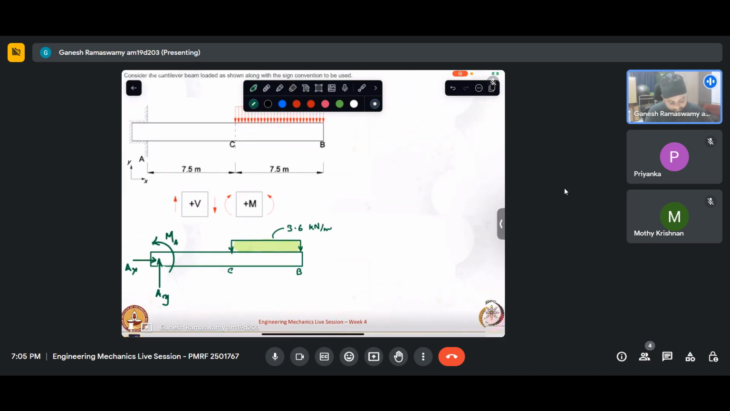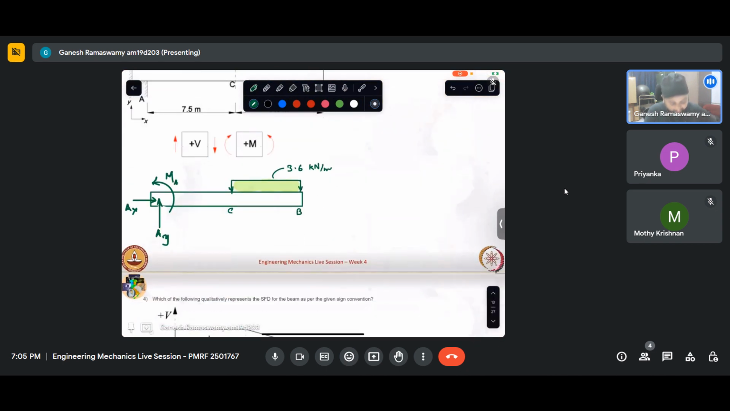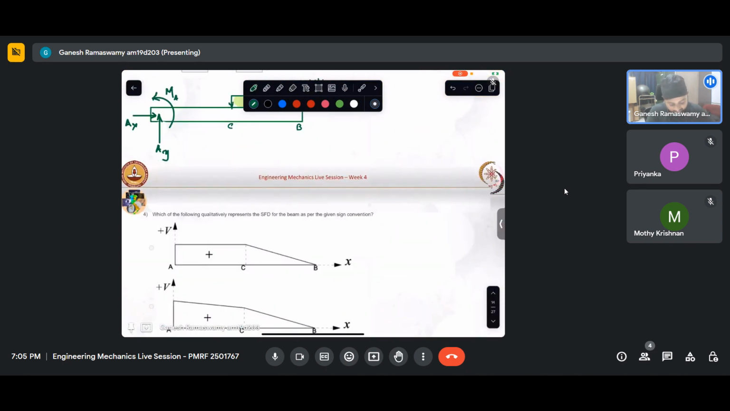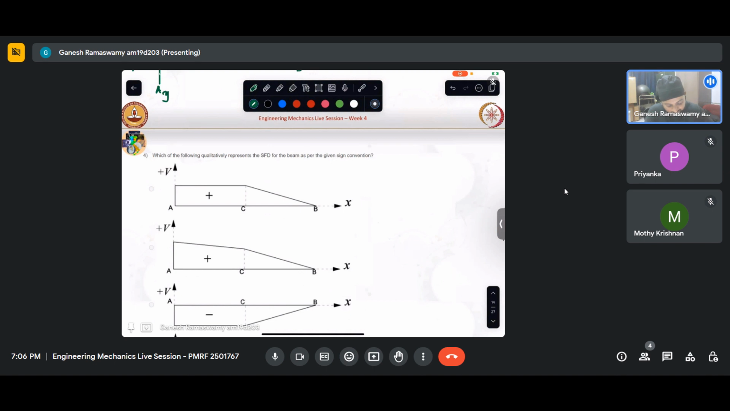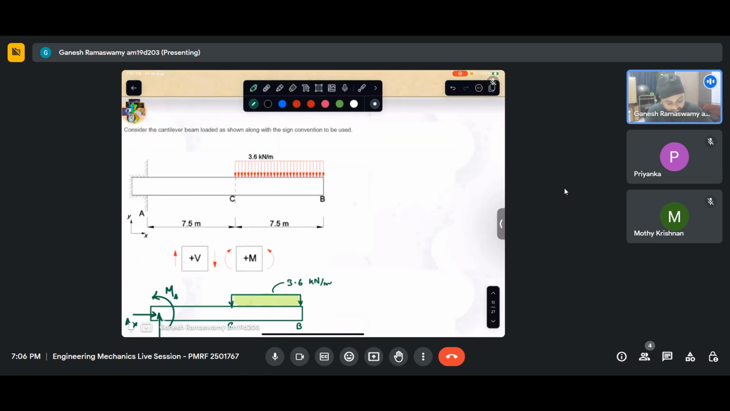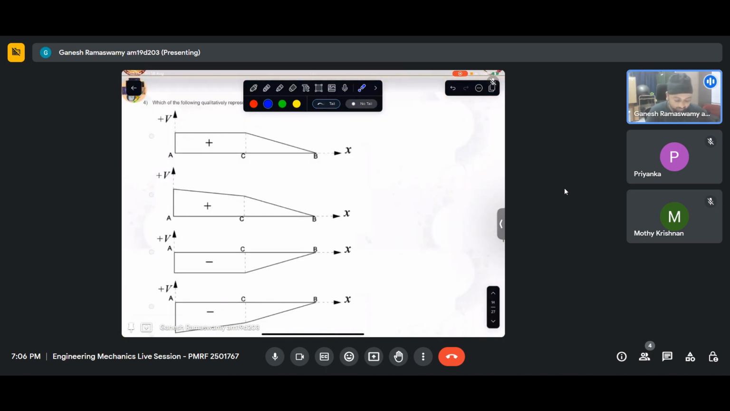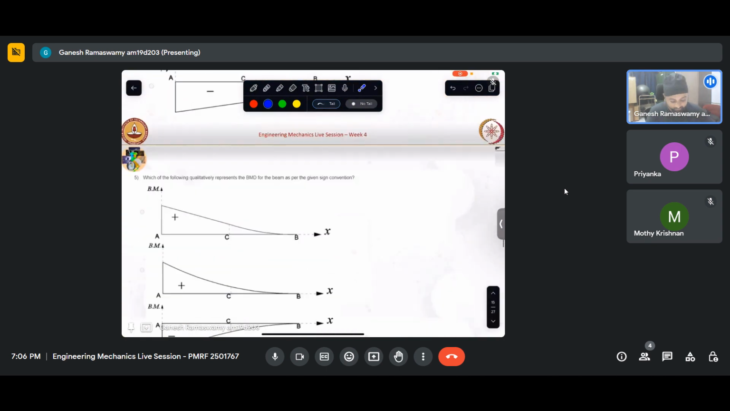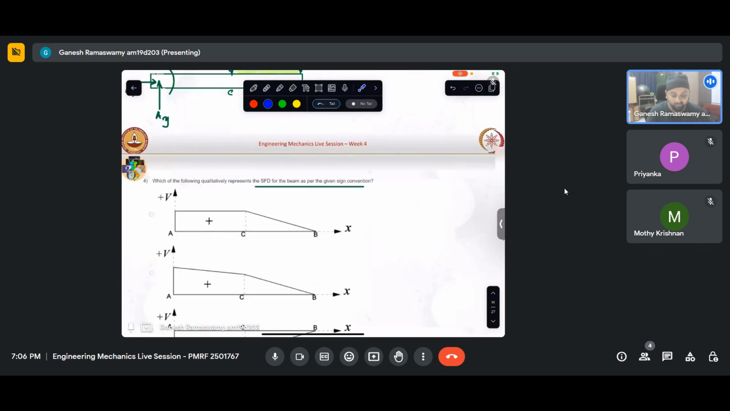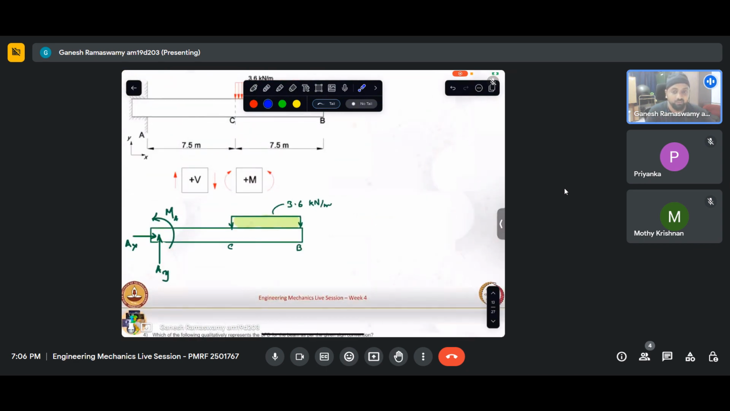Let us first look at what is asked in the question. Which of the following qualitatively represents the shear force diagram for the beam as per the given sign convention? We have been given this sign convention, and we have been asked which of the following is the shear force diagram for it and which is the bending moment diagram for it. So we need to do that same drill.